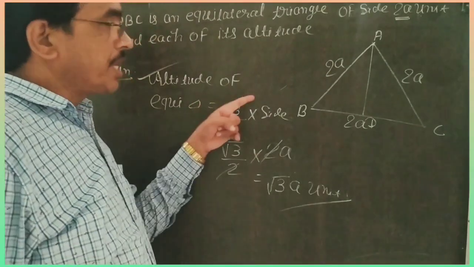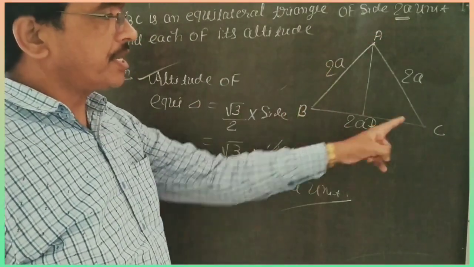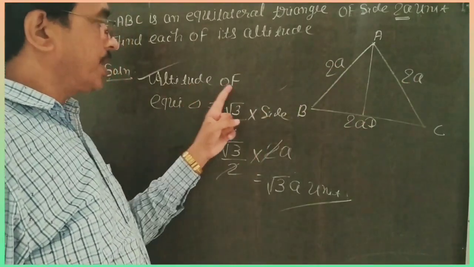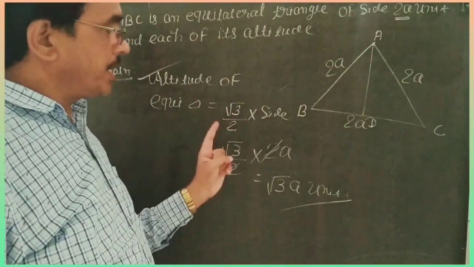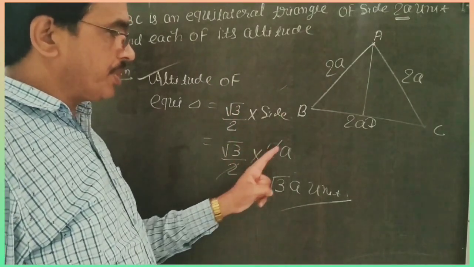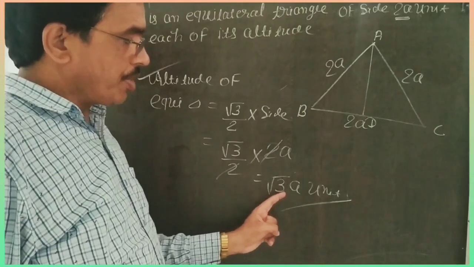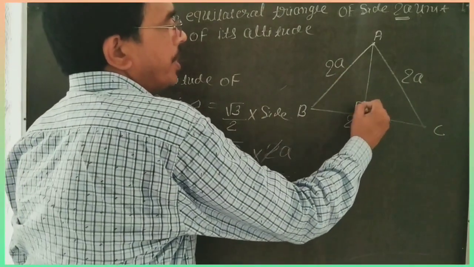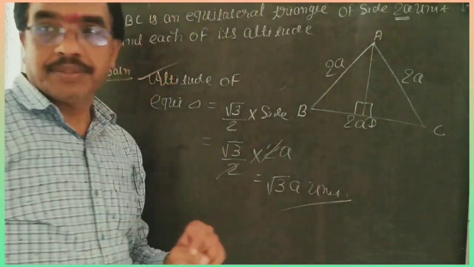So I use the formula here. If ABC is a triangle whose side is given as 2a, then the formula for the altitude, otherwise height, of an equilateral triangle is root 3 by 2 into side. So I write here root 3 by 2 into 2a, the 2 cancels. So root 3a unit is the altitude of the equilateral triangle ABC.